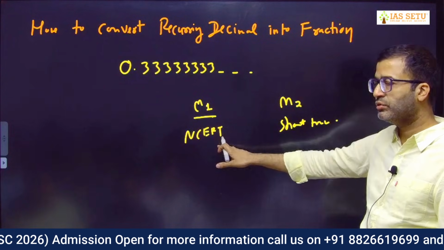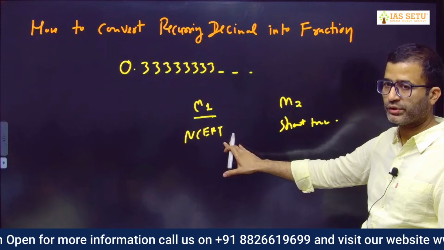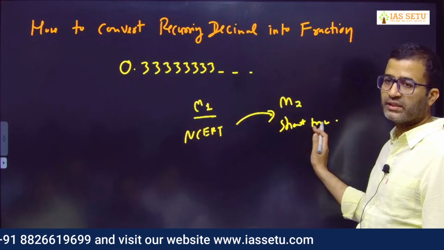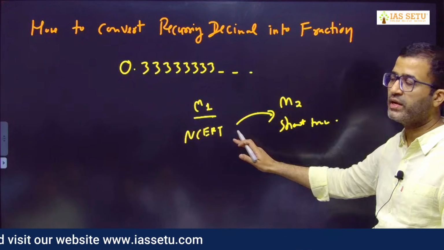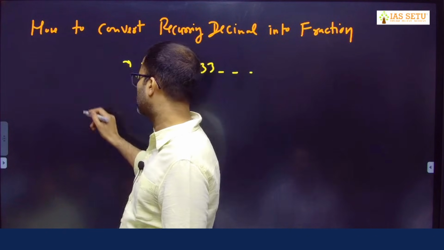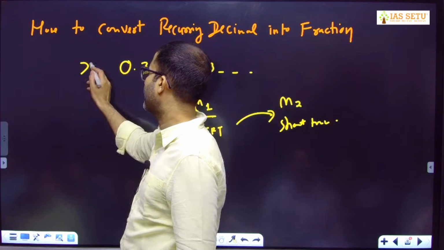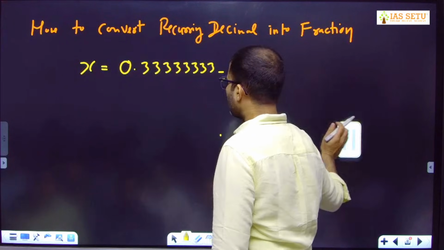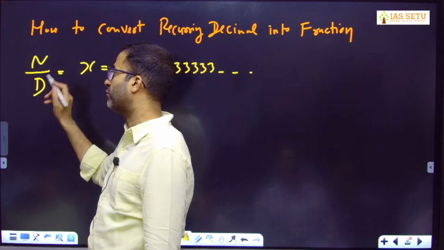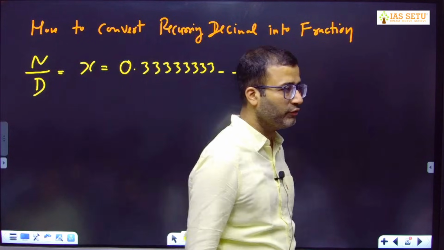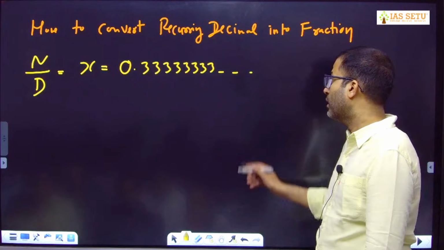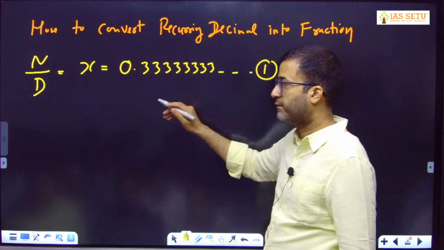I will just tell you the NCERT based method, but I will not use it. I will tell you only once, so that you can easily understand the short trick. That's why I take help of the NCERT based method. Now we take this number as x, and we have to represent x in fraction. Fraction means numerator upon denominator form. We have to find the value of x in the form of n by d. Now we take this as equation number 1.